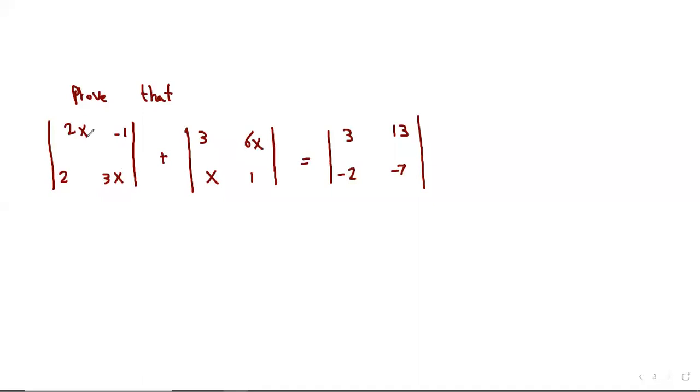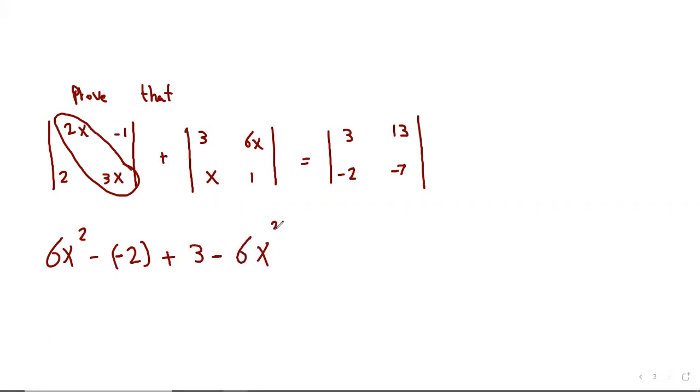Prove that the determinant 2x, -1, 2, and 3x plus the determinant 3, 6x, x, 1 equals this determinant. So find the value of the first determinant, 2x multiplied by 3x, so it's 6x squared, minus the product of the other two elements, minus 2 times negative 1, it's negative 2. Okay, plus 3 times 1, 3, minus 6x times x, 6x squared. So it will be 6x to the power of 2 plus 2 plus 3 minus 6x to the power of 2. We have 6x to the power of 2 minus 6x to the power of 2. Then 2 plus 3 equals 5.